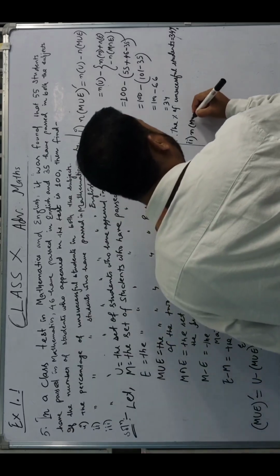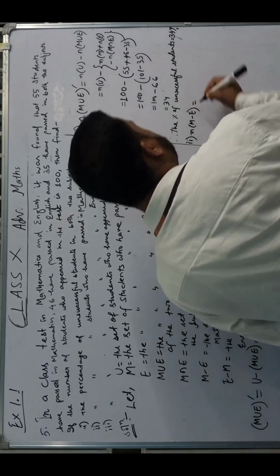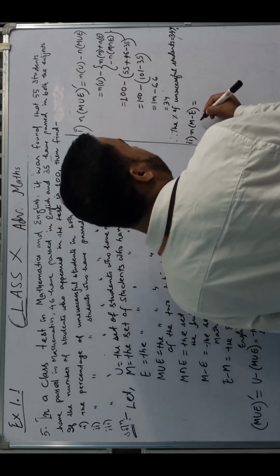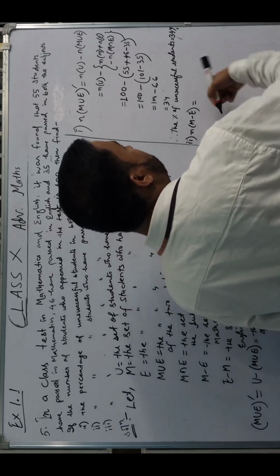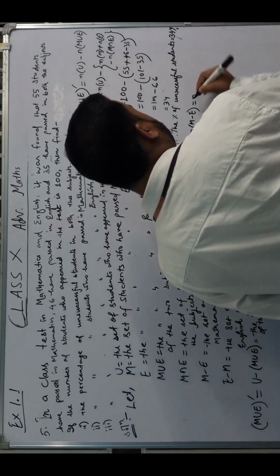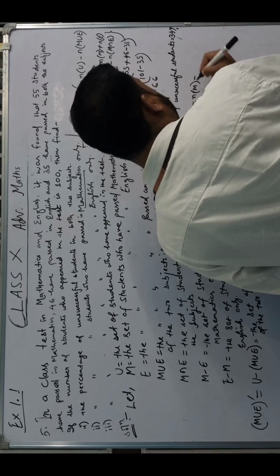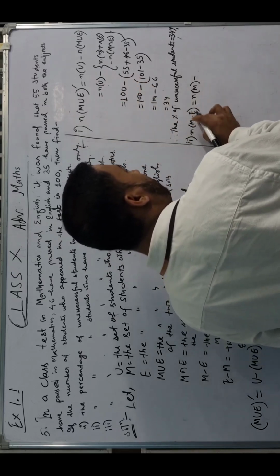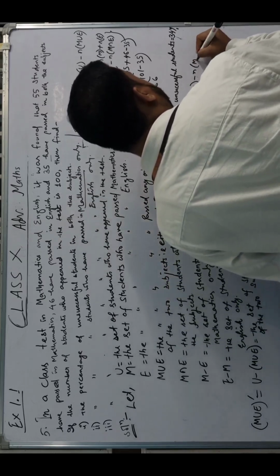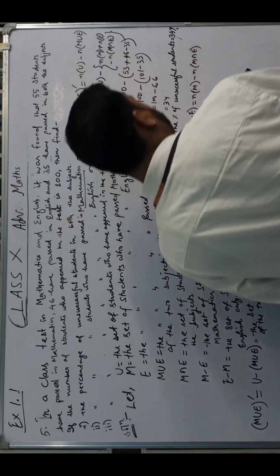Now what is the number of M difference E? You know the number of A difference B is the number of A minus the number of A intersection B. So from the first set, the number of M, you have to subtract the intersection of these two sets, the number of M intersection E.